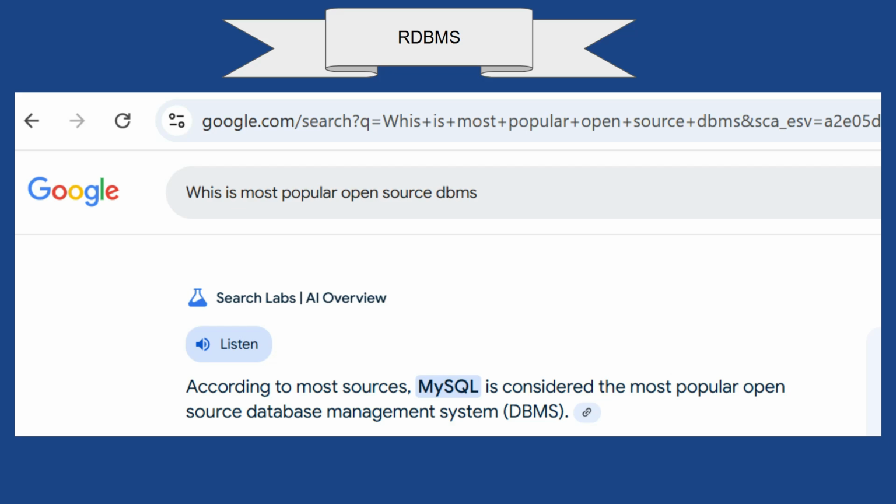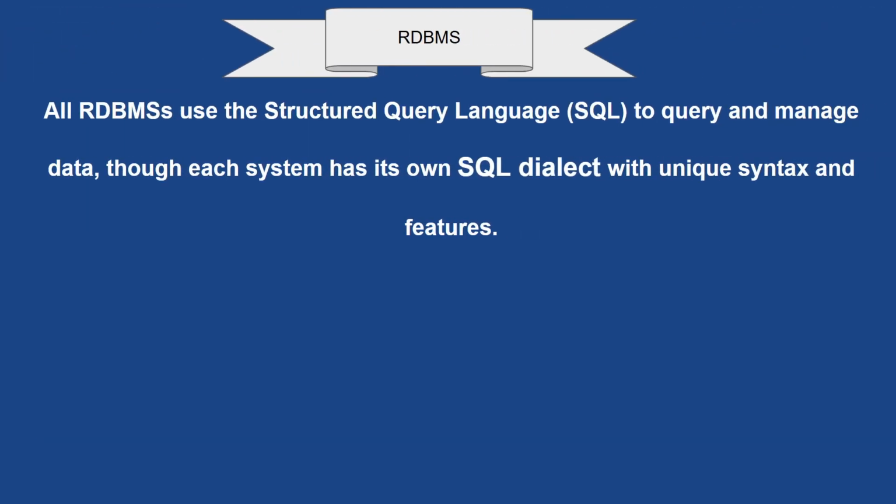According to most sources, MySQL is considered the most popular open source database management system. So this is the software which is very, very popular. Now, all RDBMS use a structured query language. All of the softwares, even though they are from different vendors, use structured query language or SQL to query and manage data. Though each system has its own SQL dialect. However, because the vendors are different, the softwares are different, there are a bit of differences with their unique syntaxes.